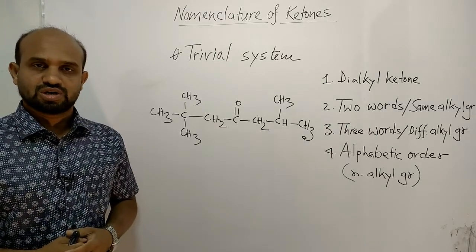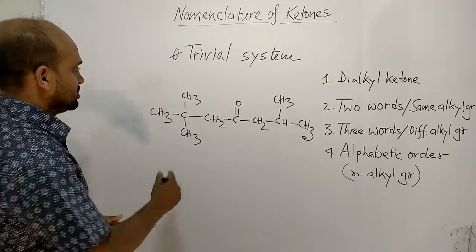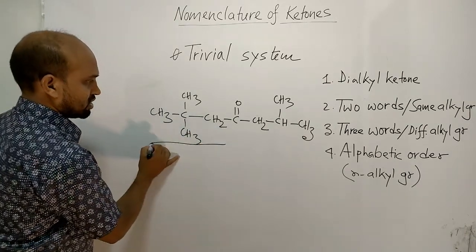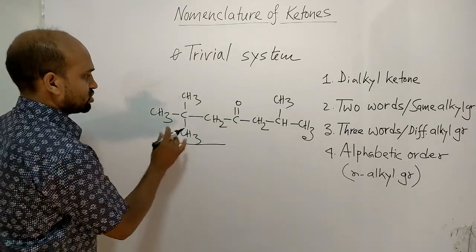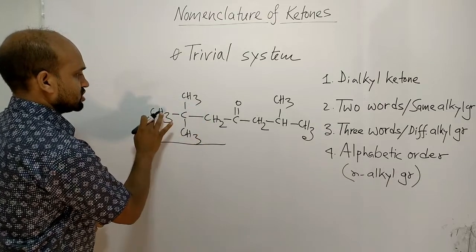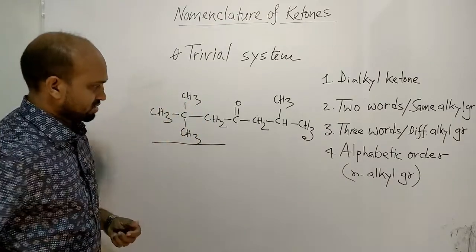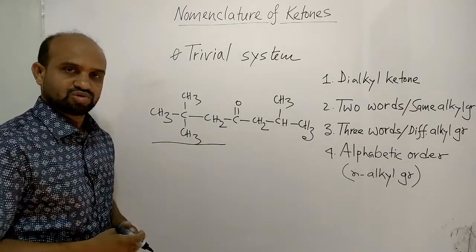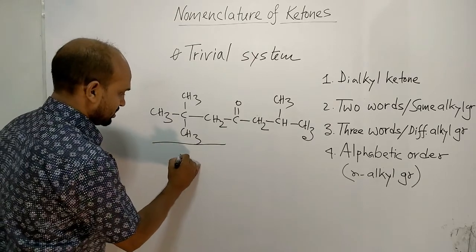Let's see the name of this compound. Here there are two alkyl groups, and those are, number 1, this is one alkyl group. Here how many carbon atoms present? 1, 2, 3, 4, 5. And second carbon carries 2 methyl group, so neopentyl.